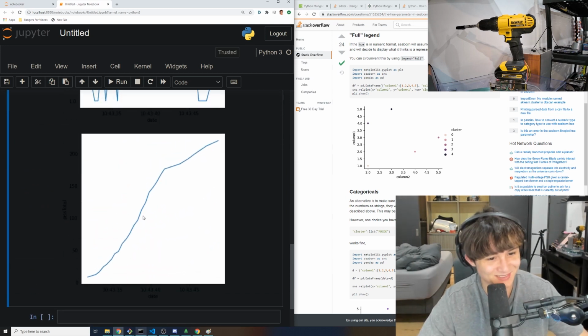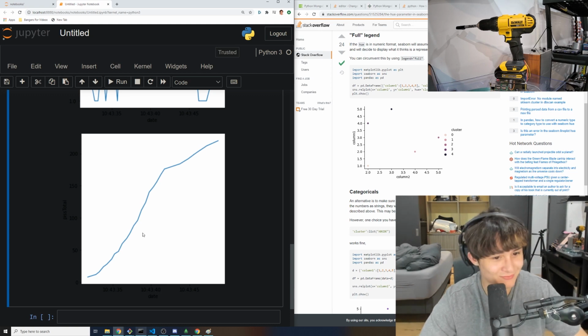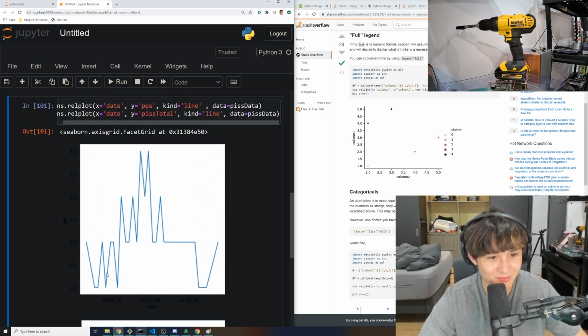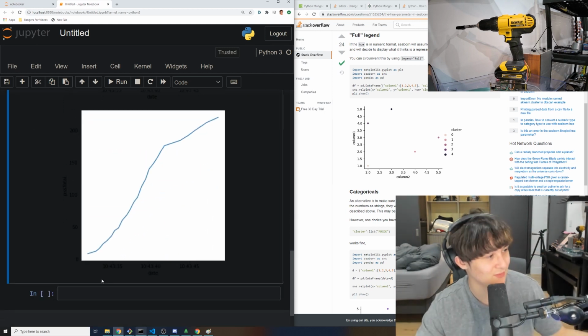This is so cool. This is amazing. Look at it. It's like a piss graph. It's like a graph of my piss over time. And then velocity of piss over time. That's so sick. It's a line. Yeah, it's a line. But some pisses are different than other pisses.